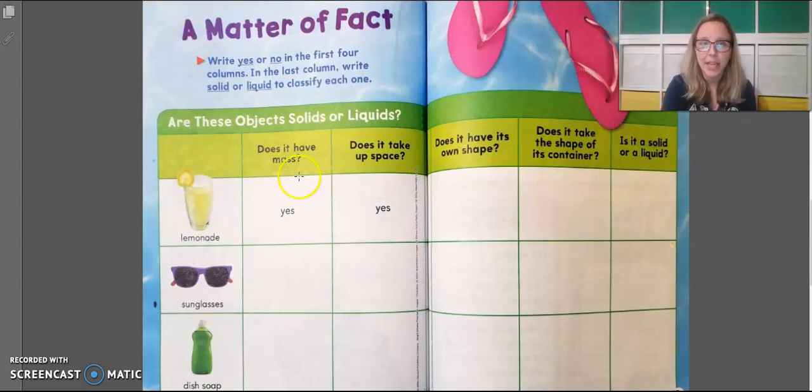Okay, so looking at all of our answers here, is it a solid or liquid? I'm going to say it's a liquid. So you can either write liquid or put an L in that box.